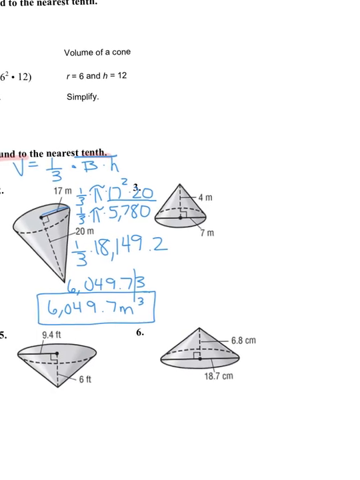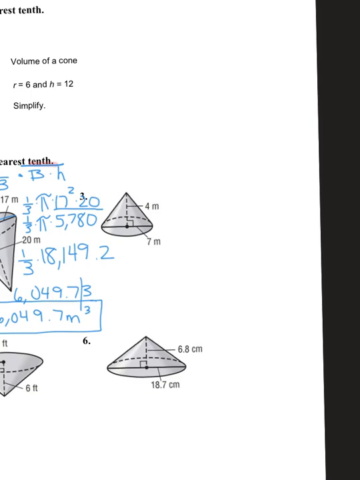All right, moving on to number 3. Let's see if I can get black. Okay, so we have V equals 1/3 times big B times H. So 1/3 times big B, that's going to be pi r is, in this case, it says 7 is the diameter, but we don't want to use 7. We want to use radius. So 7 divided by 2 is 3.5.